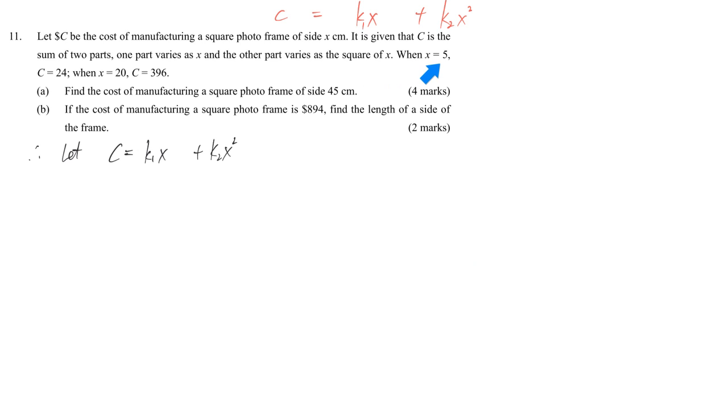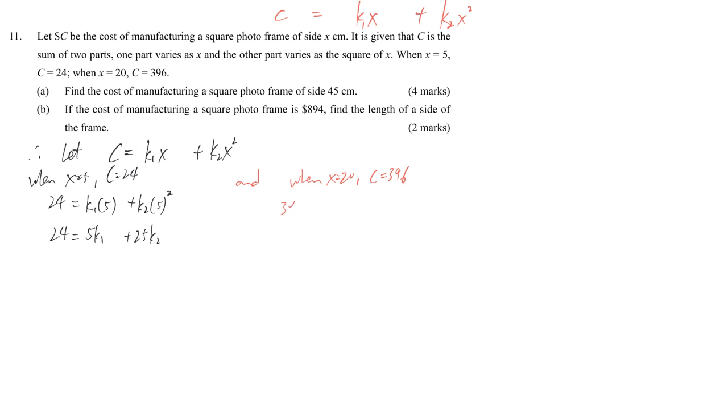And then they will give us two cases. We just substitute them inside. Case 1, when x equals 5, C equals 24. 24 is equal to k1 replaced by 5, plus k2 replaced by 5 squared. So 5k1 together with 25k2 is equal to 24. That's the first outcome. And the second time is when x is equal to 20, then C will equal 396. k1 times 20 and then plus k2 times 20 squared. So 396 is equal to 20k1 plus 400k2.